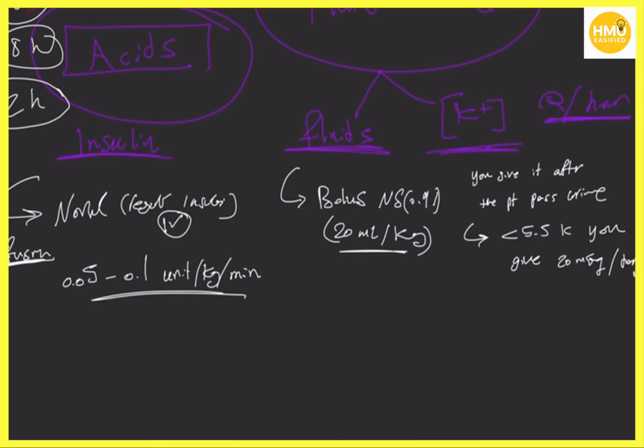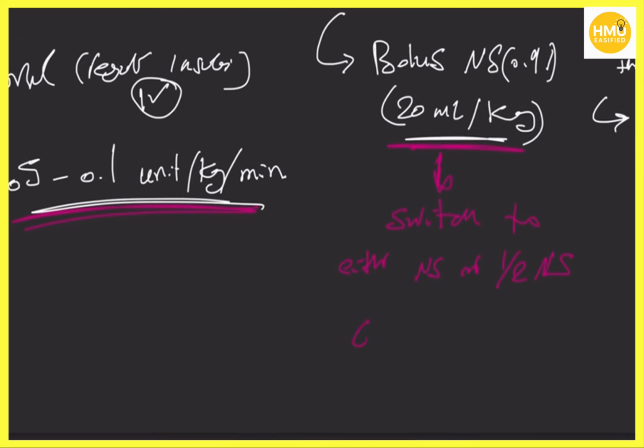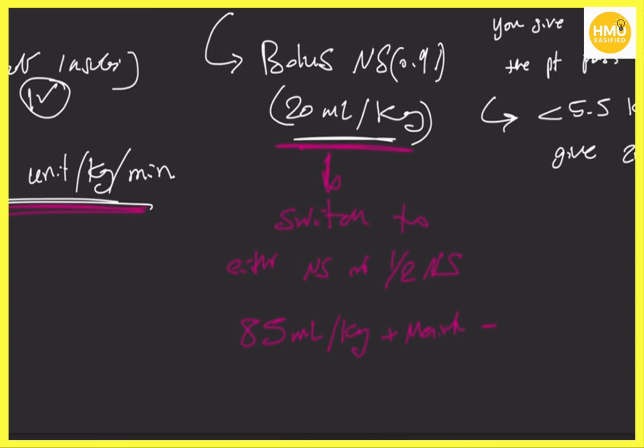After that, the patient will probably be significantly better than before. So we're going to switch these emergency drugs into maintenance. As we mentioned, insulin is going to be this for the entire time, whether emergency or maintenance. Whereas the bolus here, we're going to switch to either continuing normal saline or half normal saline, at a rate of 25 ml per kg plus the maintenance fluid minus the bolus you gave.